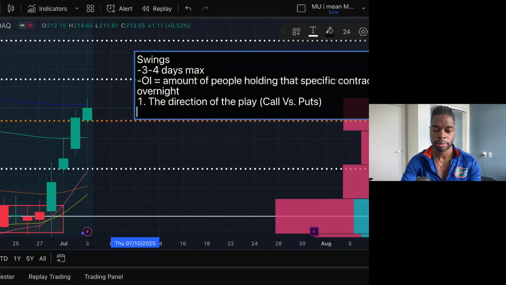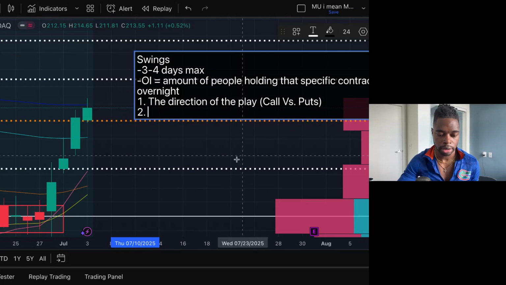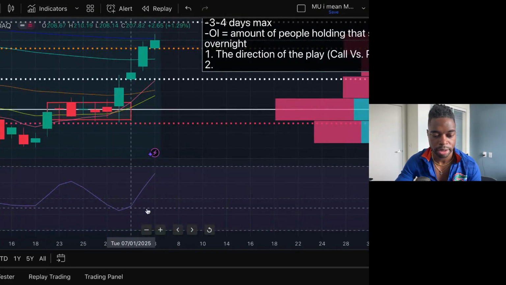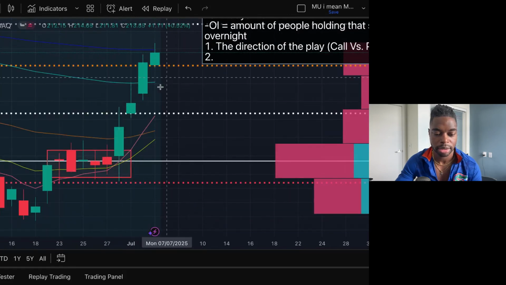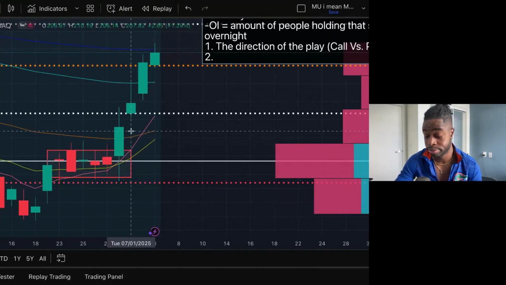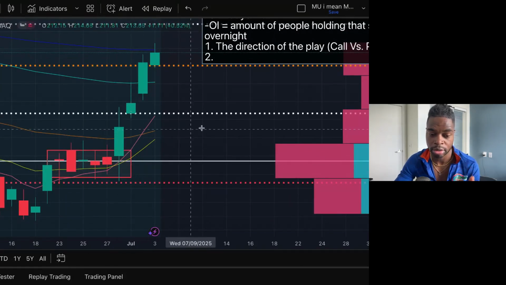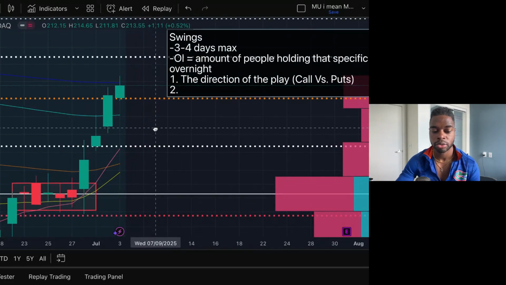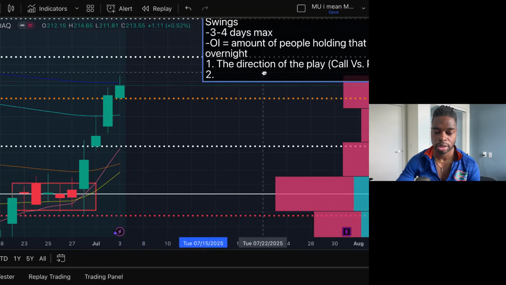Alrighty, so determine the direction of the play. In this case, I'm like, oh damn, we're consolidating here. We're picking up some momentum, so I think that this is going to go up. 920 crossover. I'm like, yeah, this is going up, so I'm going to get calls. That's the first thing that I do. And then I'm like, all right, well, how long do I want to hold this? And where do I think this can go?